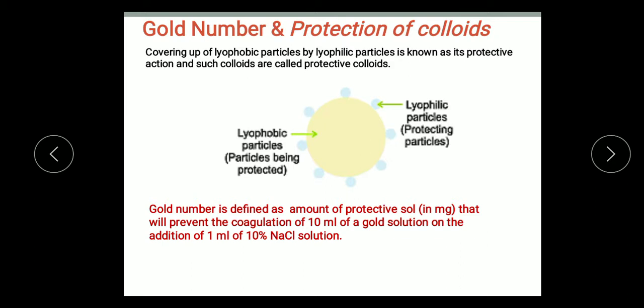10% NaCl solution. मतलब कि अगर आपने गोल्ड सॉल के 10 ml लिए हैं, तो उस 10 ml में अगर हम 10% NaCl का 1 ml ऐड कर रहे हैं, तो उससे प्रेसिपिटेशन से बचाने के लिए जितना अमाउंट हम ऐड करेंगे लायोफिलिक सॉल का मिलीग्राम में, वो उसका होगा गोल्ड नंबर. So smaller is the gold number, then greater will be the protecting power of the lyophilic colloid.